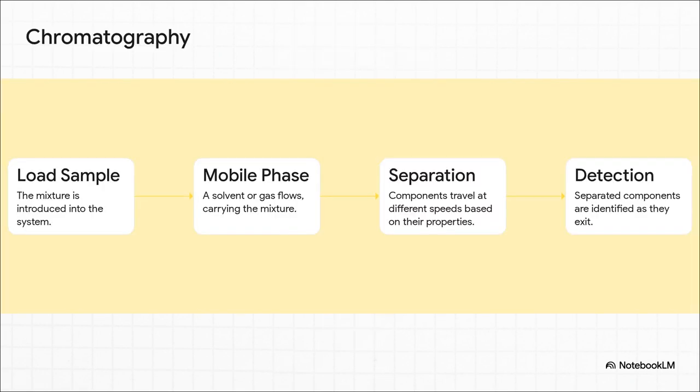You load your mixed-up sample, and then a fluid, called the mobile phase, starts to push everything along. And here's the really clever part. As they move, different molecules interact with the material they're passing through differently. Some get slowed down, they get a little sticky, while others just zoom right on by. This difference in speed is what separates the mixture into all its pure individual parts.